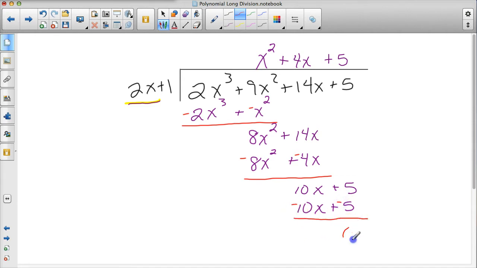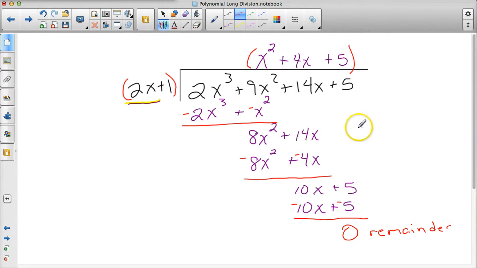And when we do, we get a remainder of 0. What does this mean? Well, if our remainder is 0, it means that our divisor, 2x plus 1, is a factor of our polynomial. It also means that our quotient, x squared plus 4x plus 5, is a factor of our polynomial.